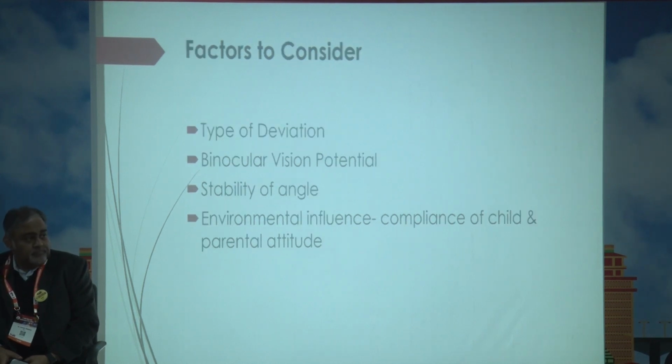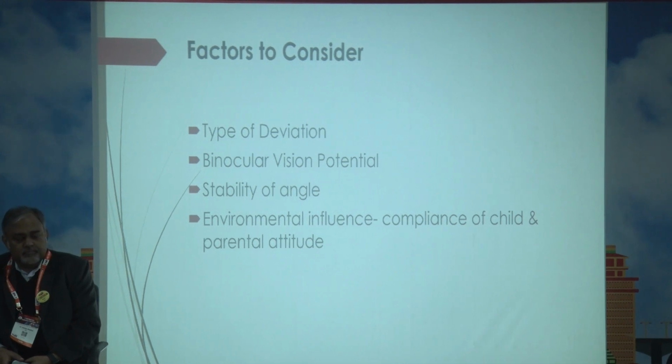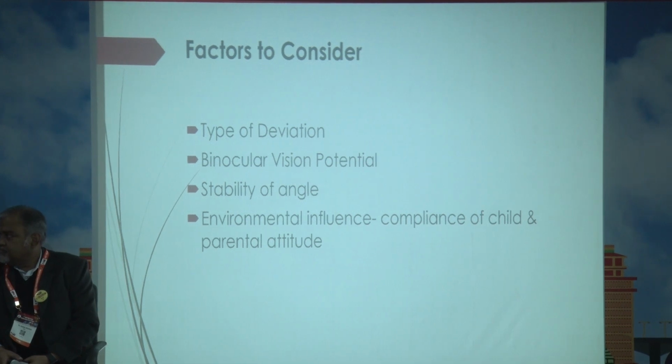So factors to consider, as for any other case of strabismus: what is the type of deviation? What is the binocular vision potential? What is the stability of the angle? And what is the compliance of the parents regarding the follow-up visits and the follow-up therapies?